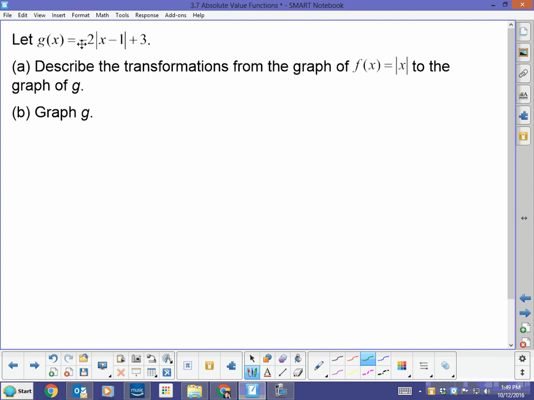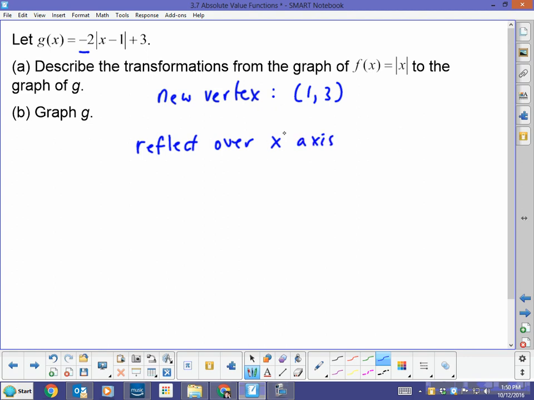Last thing, we want to let g of x equal -2, multiplying that output of the absolute value of x minus 1, then add 3 to the output. Describe the transformations from the graph of f of x to the graph of g, then we'll graph it. Okay, well, I see -1, so I'm subtracting a +1. So my new vertex should be at 1, 3. And this -2, I'm reflecting over the x-axis. And then the 2, it's going to be a vertical stretch.